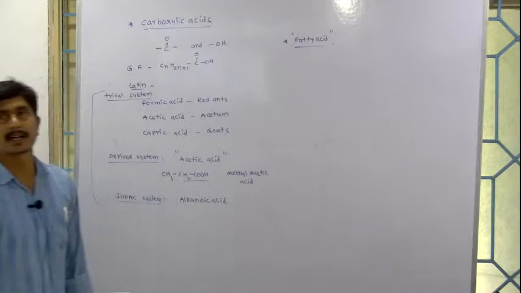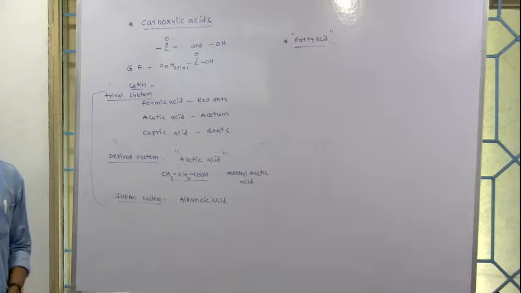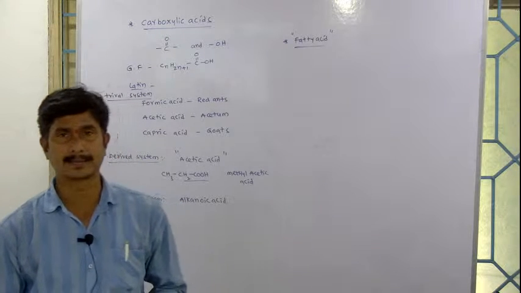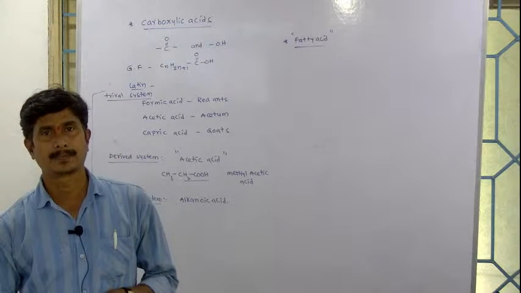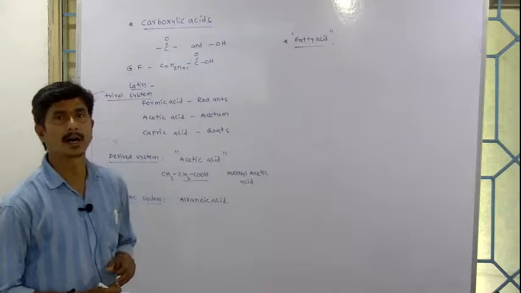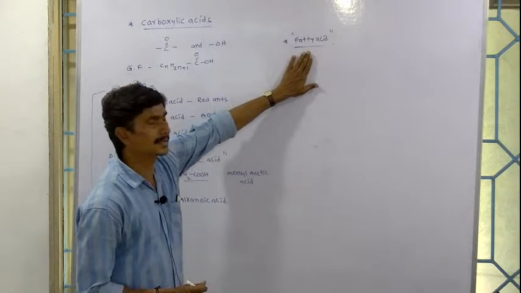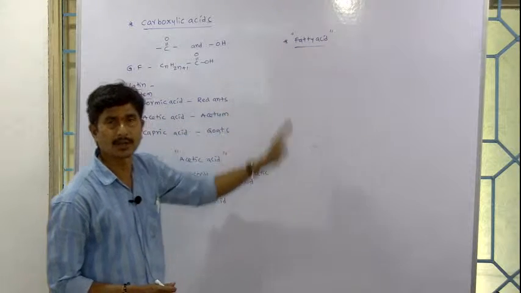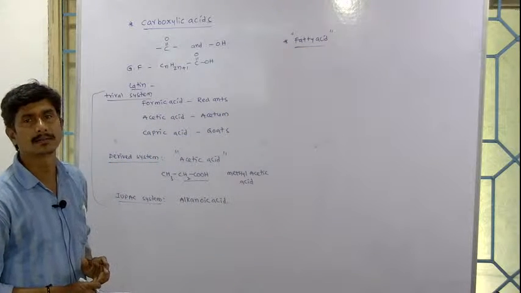In general, aliphatic carboxylic acids are known as the fatty acids because these are obtained from the hydrolysis of oils or fats. Aliphatic carboxylic acids are known as the fatty acids because they are obtained by the hydrolysis of oils or fats.